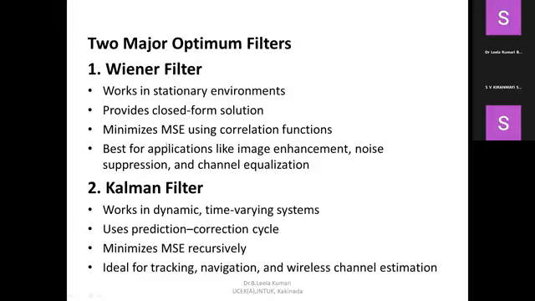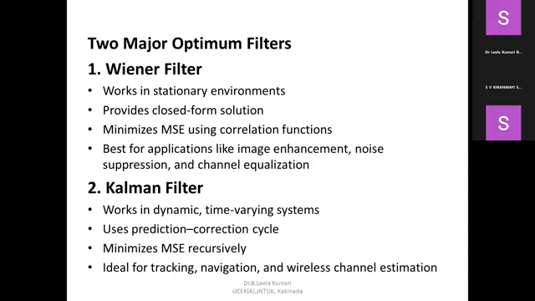So the Kalman filter is suitable for non-stationary environments. It extends optimal filtering to dynamic, time-varying environments. And it basically uses a recursive prediction and correction structure. So it basically comprises two important steps, the prediction step and the correction step. In the prediction step, we estimate the next state of the system, and in the correction step, the estimate is updated using the incoming noisy measurement. And the Kalman filter is a powerful tool actually.